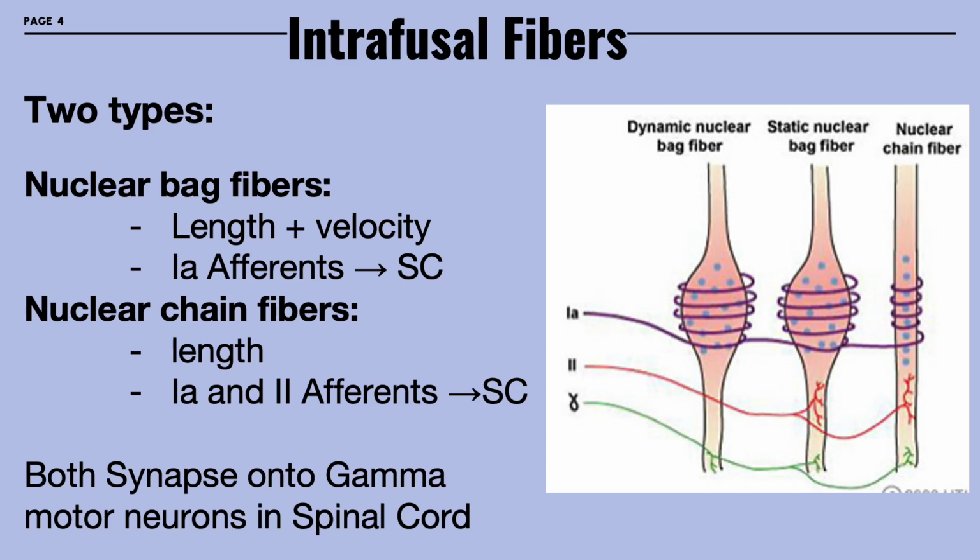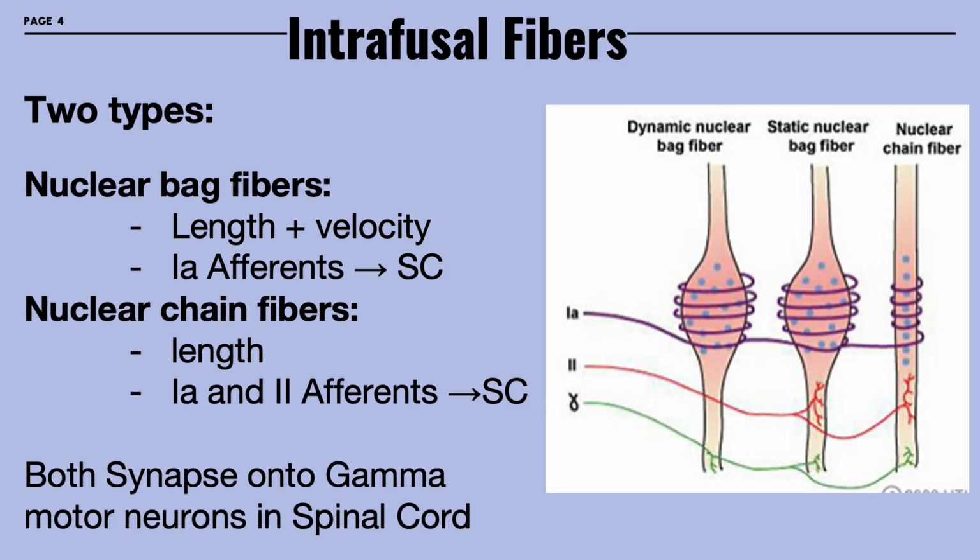So there's a couple different types of intrafusal fibers. There's two main types, being the nuclear bag and nuclear chain. They're named that way because all the nuclei are arranged in little bags for the nuclear bags over here. And then the nuclear chains, the nuclei are all arranged in like a chain form. But the nuclear bags detect changes in length and velocity of the muscle, and they send that information via 1A afferents back to the spinal cord.